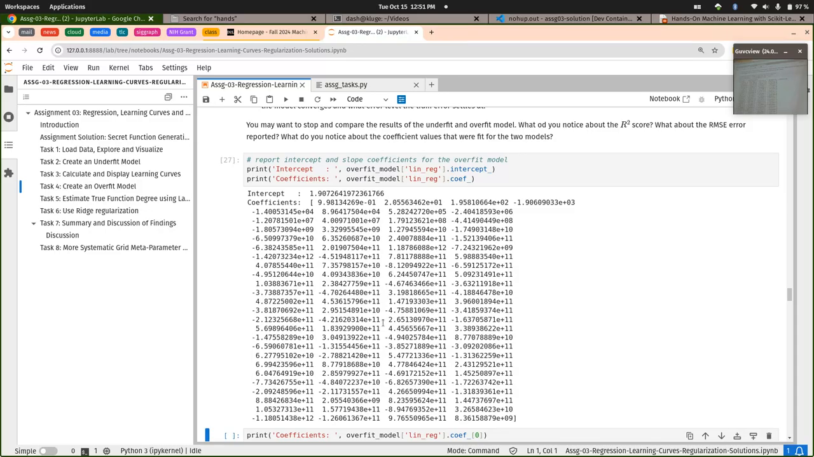But for one thing, you get some really extreme parameters, 10 to the 10, 10 to the 11th power, so really large values in most all of these parameters for the overfit model here.